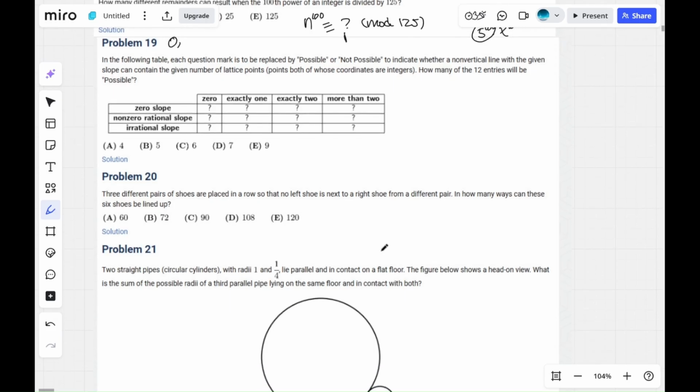And then finally, for problem 19, in the following table, each question mark is to be replaced by possible or not possible to indicate whether a non-vertical line with the given slope can contain the given number of lattice points. How many of the 12 entries will be possible? So we can fill out this chart, I guess.